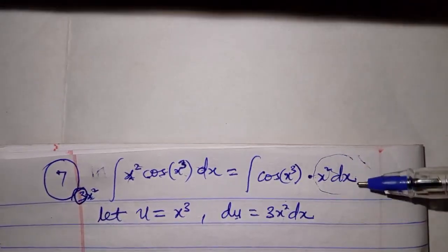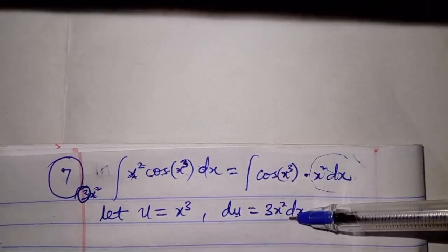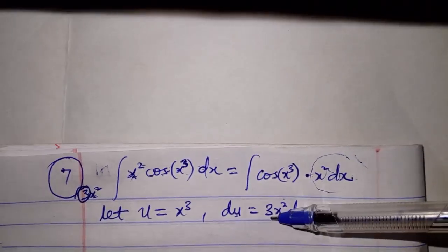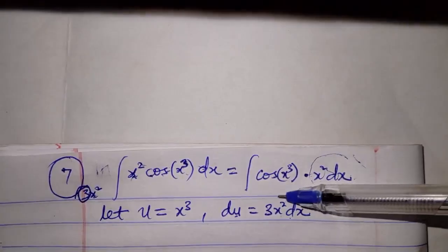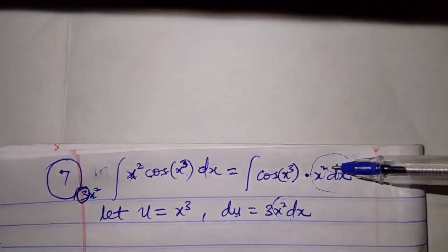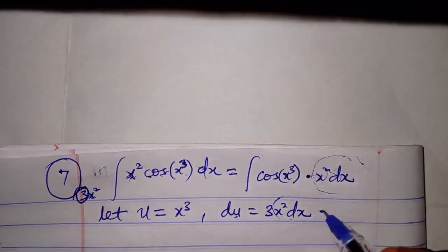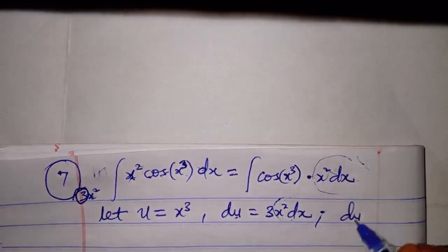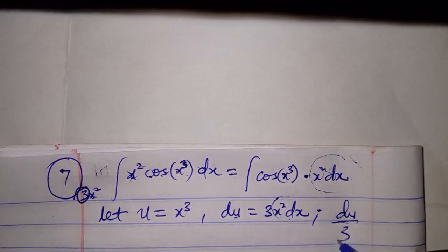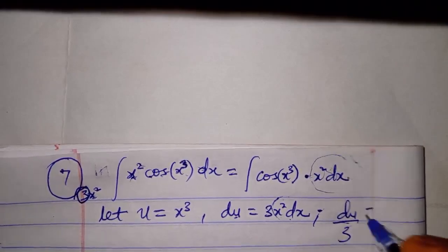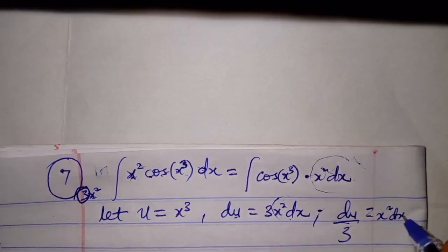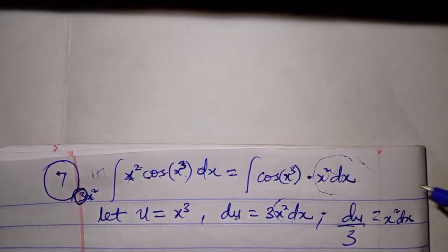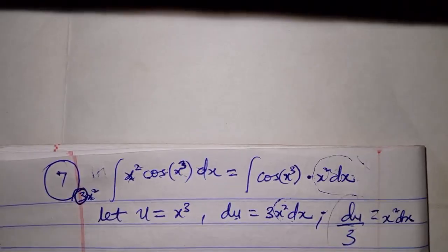s squared dx is here, and I can see it here also. It's just for me to remove this 3 from here, so that it will just be s squared dx completely. So if I remove that 3 from there, it means that we're having du all over 3, dividing both sides by 3, equal to s squared dx. So s squared dx will now be du all over 3.